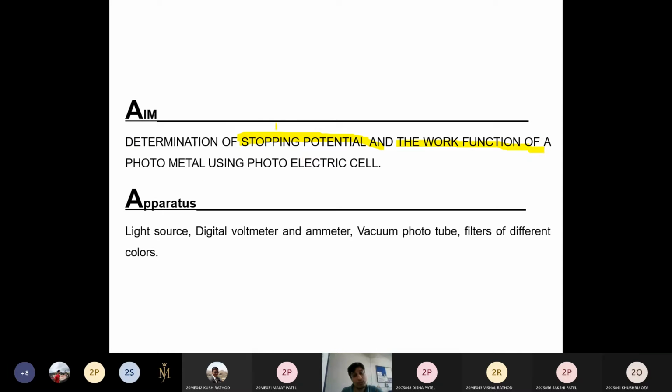Okay. So first, what is the stopping potential? Because here we are interested in verifying the photoelectric effect.